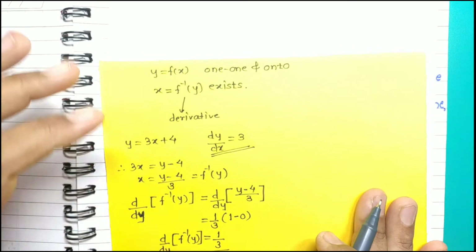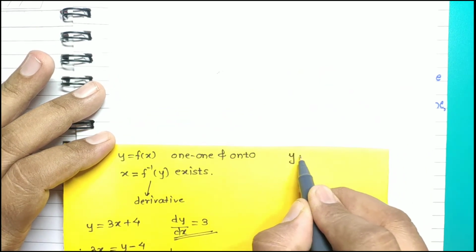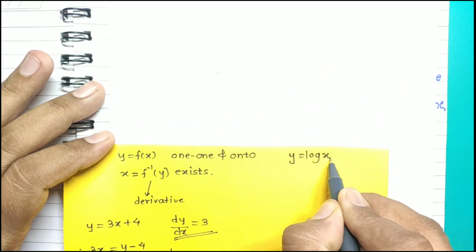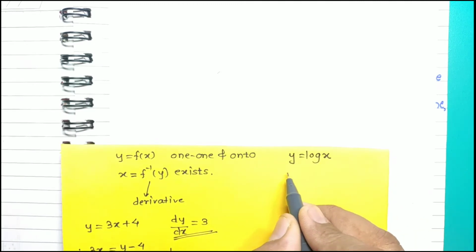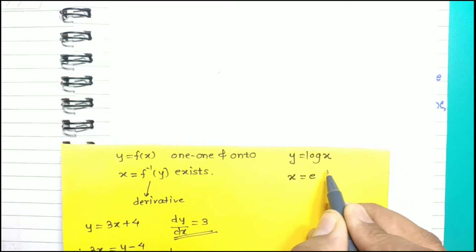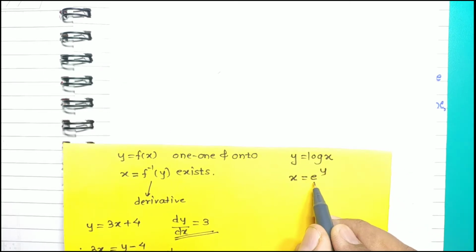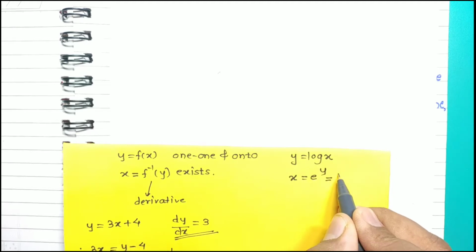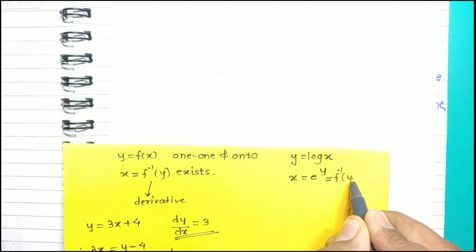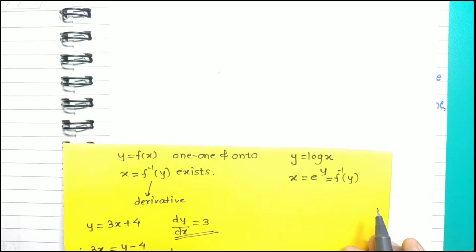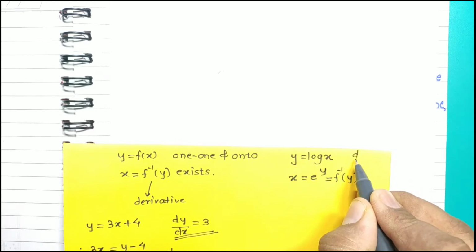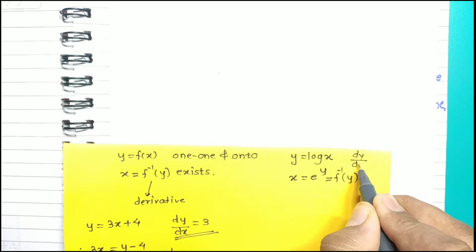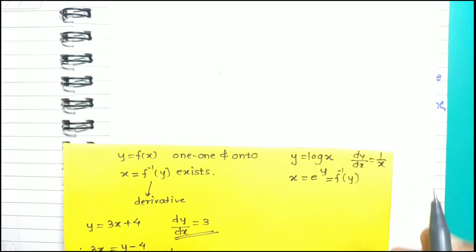If y is equal to log x, how to find its inverse function? For its inverse function, we express x in terms of y. So here x is equal to e raised to y, and this is nothing but the inverse function of y, f inverse of y. Now if y is equal to log x, we know that dy by dx is 1 upon x.